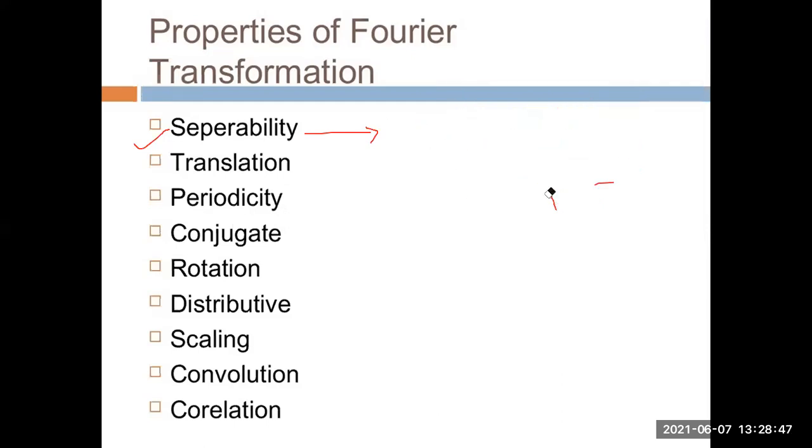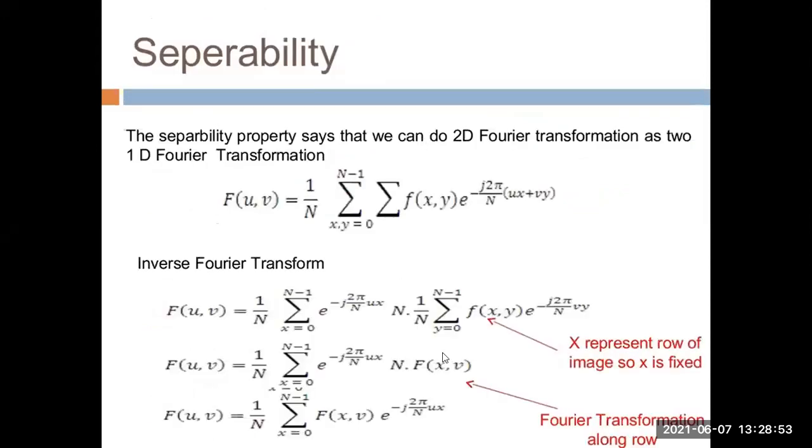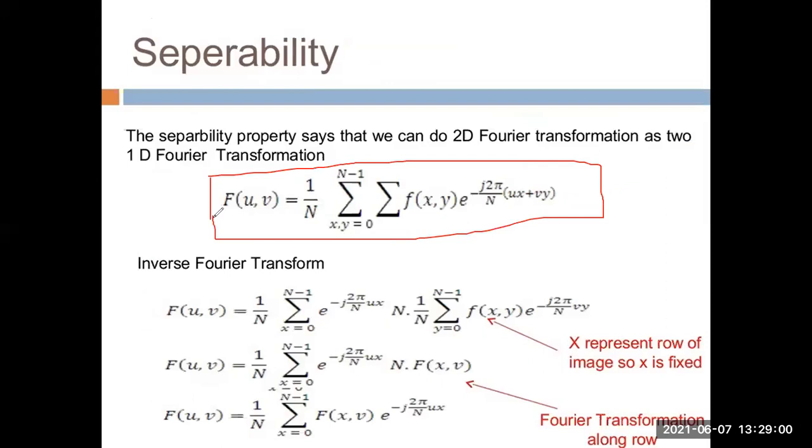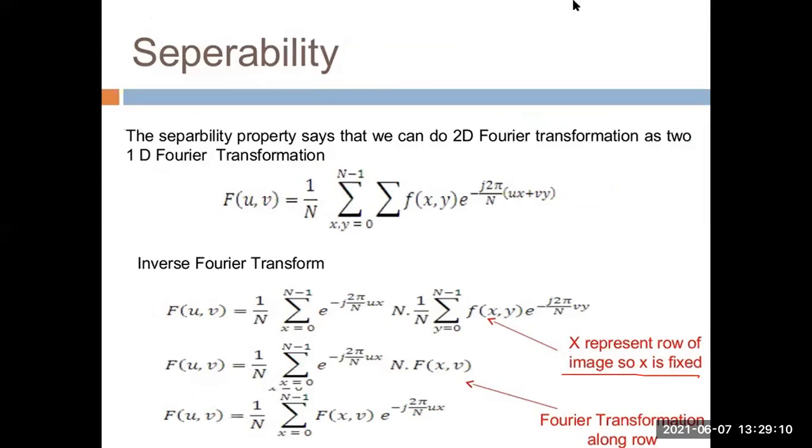So this is the separable property of the Fourier transformation. So we have already seen what the mathematical formula for a Fourier transformation is. This will be equivalent whether you are performing the transformation along the x-axis or along the y-axis. This is the proof, which we discussed in the previous class.